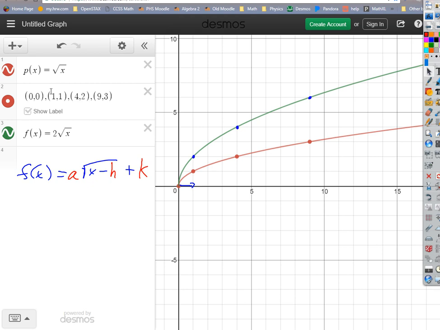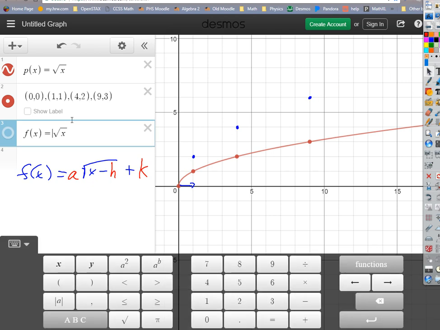Okay. So let's try a trickier one. Let's try something like this. Instead of a 2, let's make that, I'm going to make it a 2/3. That's pretty tricky. Okay, so what are my values? I haven't changed. H and K are still 0. Everybody agree? Yes. Okay. What's A this time? 2/3.